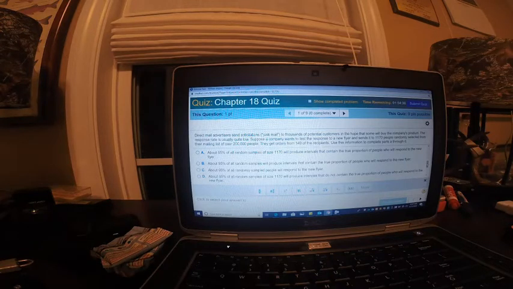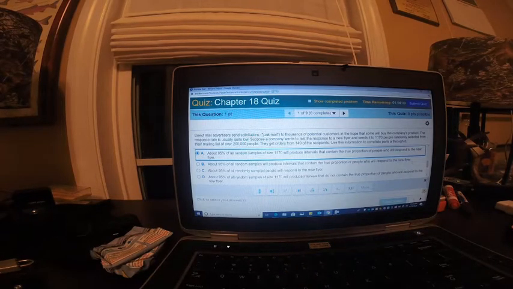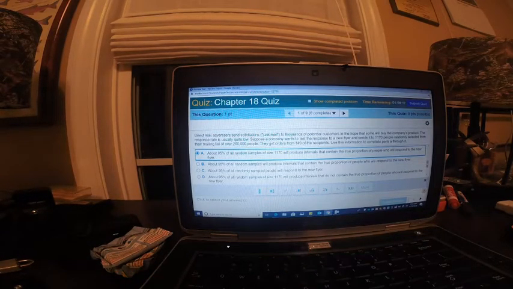That's not right. D says 95% of all random samples of size 1,170 will produce intervals that do not contain the true proportion. That doesn't sound right either. Should be A. About 95% of all random samples of size 1,170 will produce intervals that contain the true proportion of people who will respond to the new flyer.